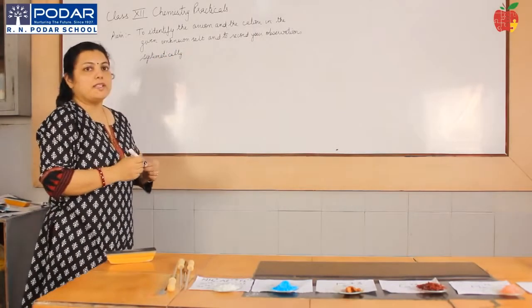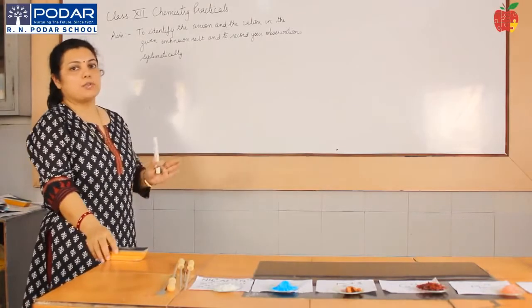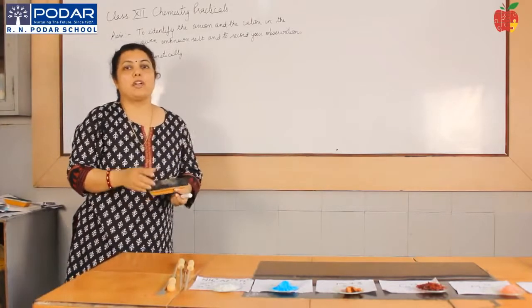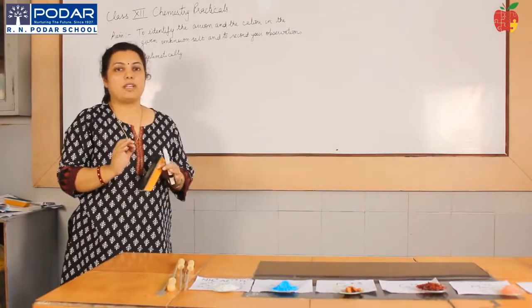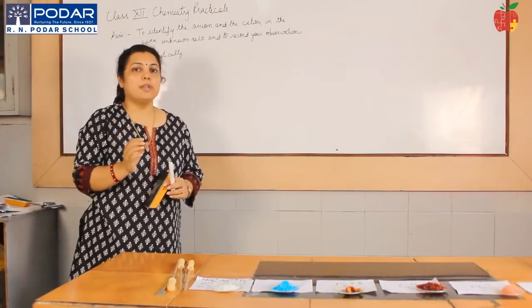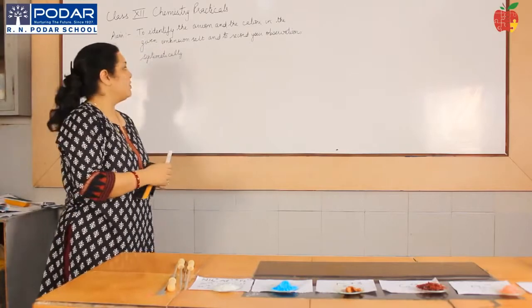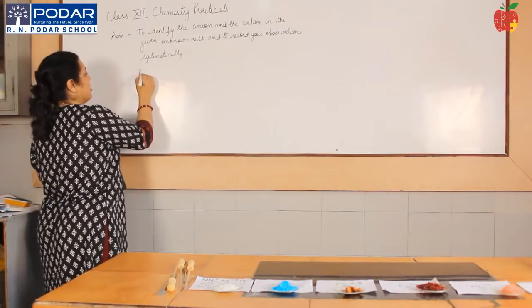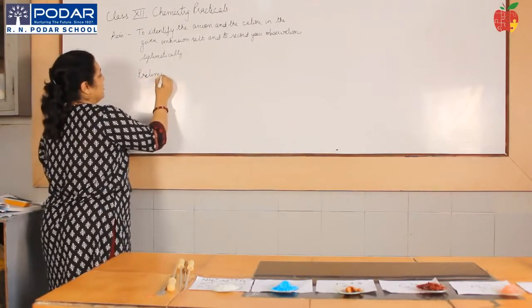Now this experiment is divided into 2 parts. Whenever you do salt analysis, there are few things you have to keep in mind. Number 1, we do the anion analysis first. But the moment a salt is given to you, you will go for something which we call your preliminary observation.